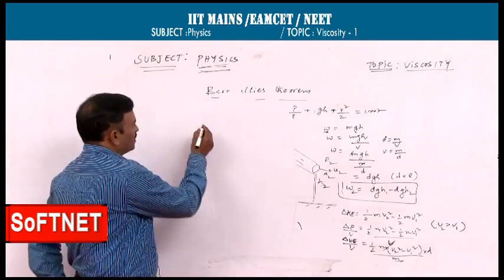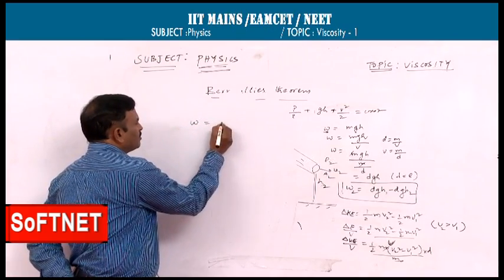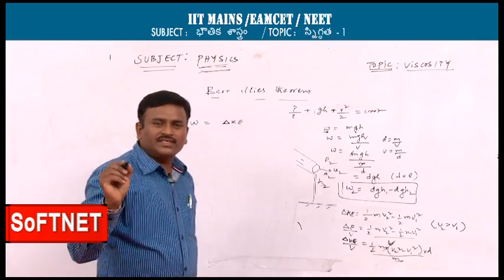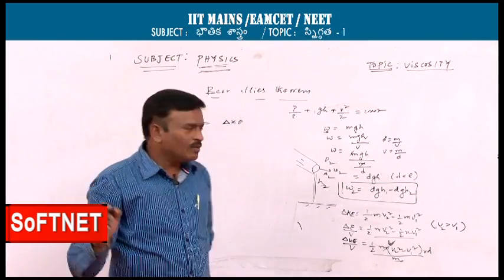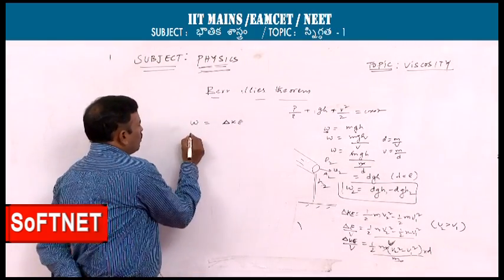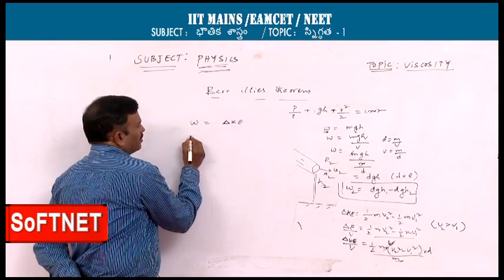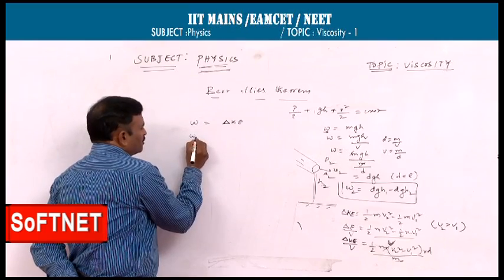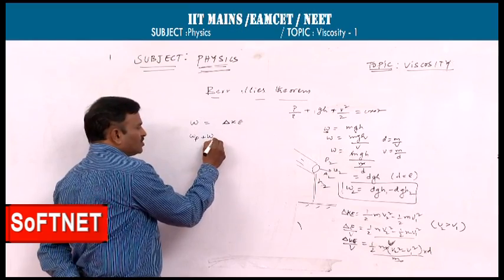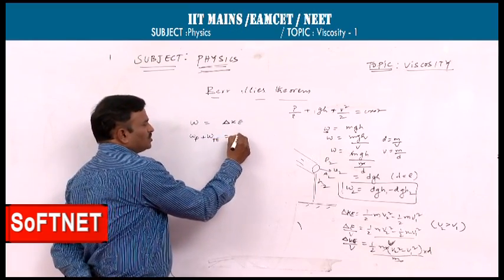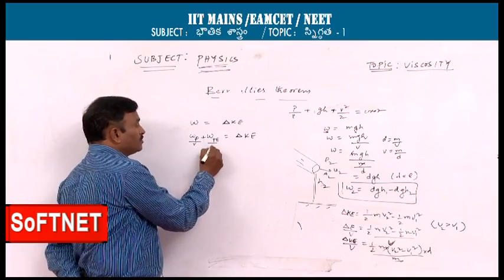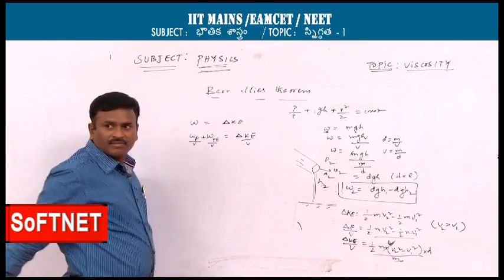What is the work energy theorem? Work done is equal to change in kinetic energy. The work energy theorem states that work done is equal to change in kinetic energy. Here, what is the work done? W1, work done due to the pressure plus work done due to the potential energy, is equal to the change in kinetic energy per unit volume. Here also per unit volume.